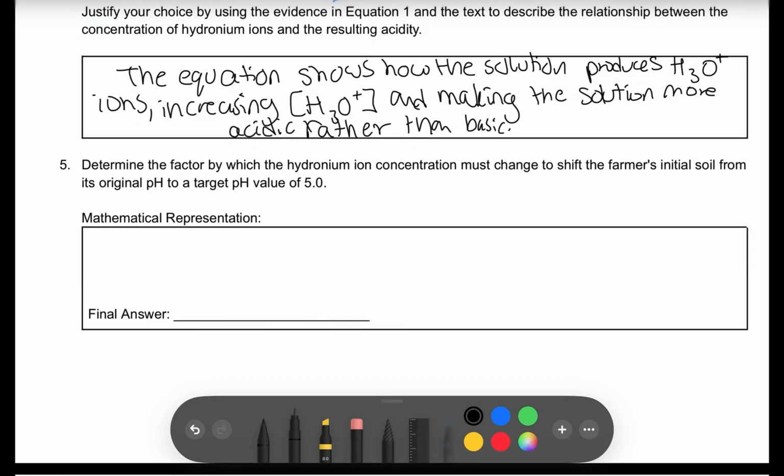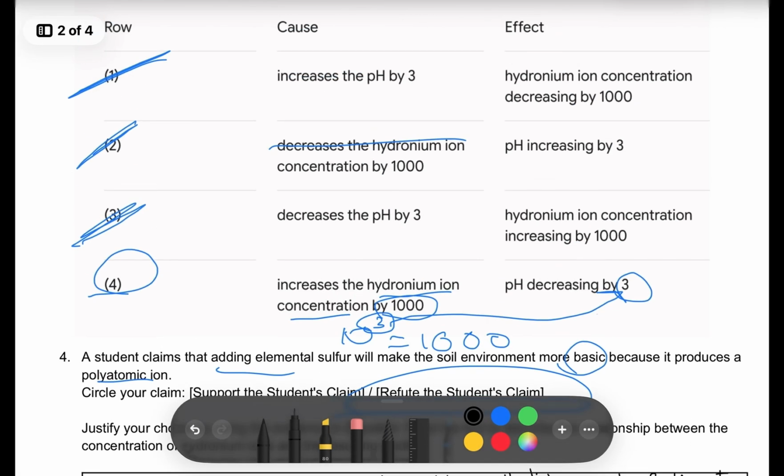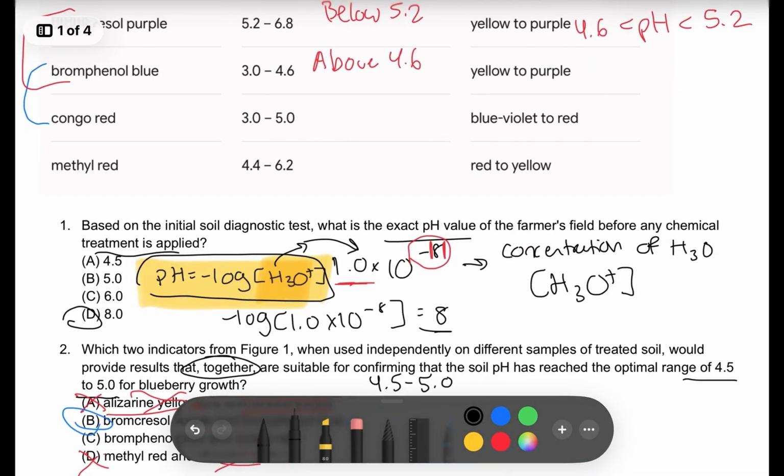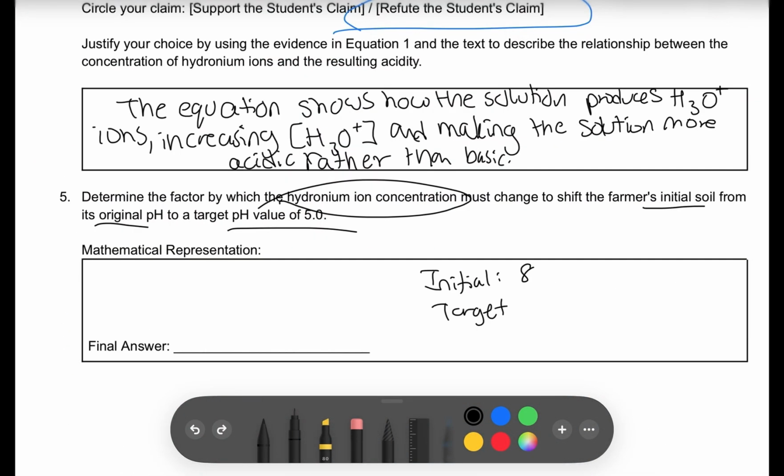Next question. Determine the factor by which the hydronium ion concentration must change to shift the farmer's initial soil from its original pH to a target pH value of 5. Well, we know from the first question that the initial pH was 8, and our target pH now is 5. So that means that the pH is decreasing, so it's becoming more acidic. So that means the concentration of hydronium ions is going to have to increase. But now you have to figure out by how much.